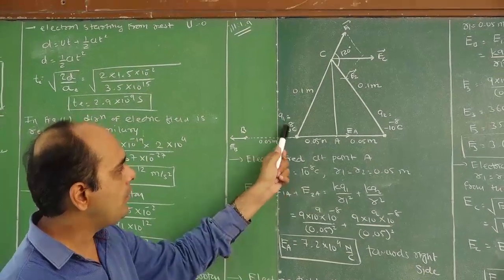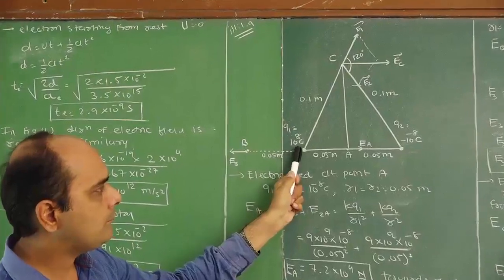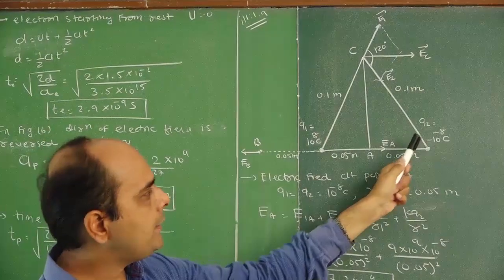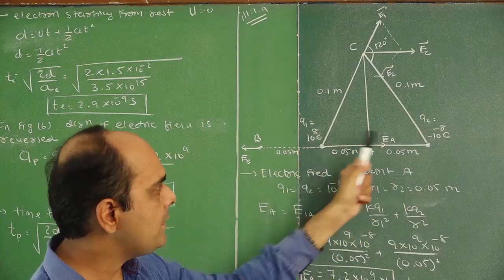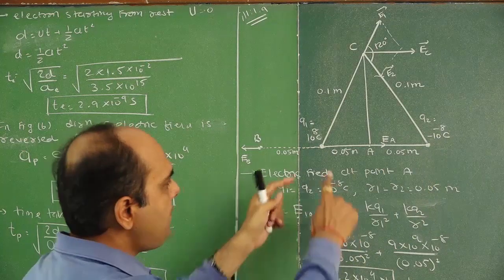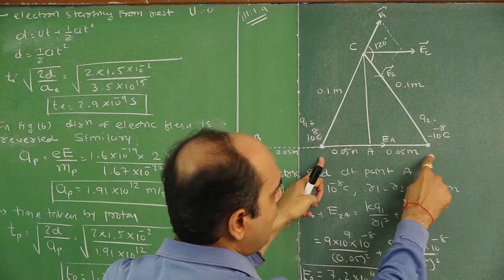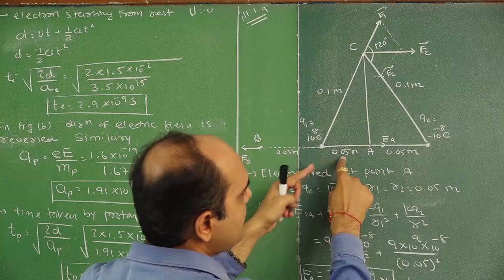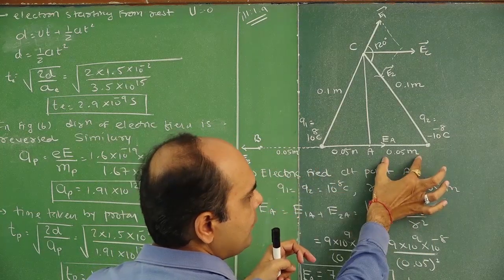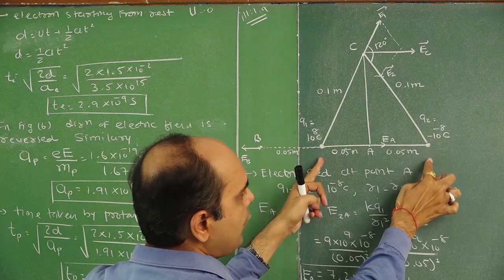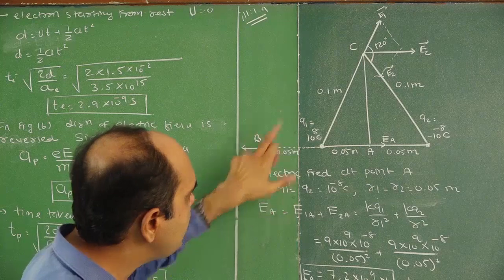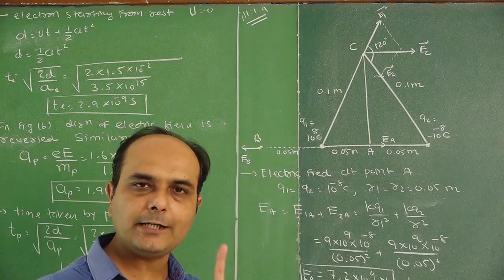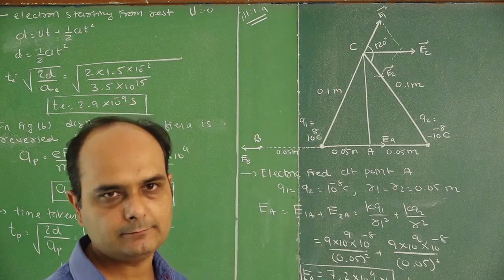So this is charge Q1, plus 10 raised to plus 8 coulomb. The second charge is minus 10 raised to minus 8 coulomb. This is the plus charge, this is the minus charge, separated by 0.1 meter. Half of the 0.1 is 0.05, and again half is 0.05. The total distance between these two is 0.1 meter. This is point A, this is point B, this is point C. Calculate the electric field at points A, B and C.